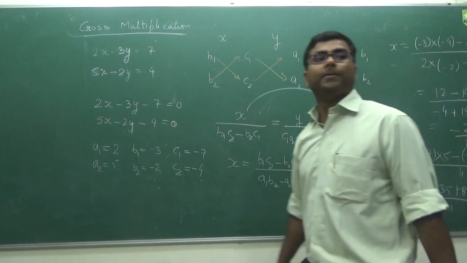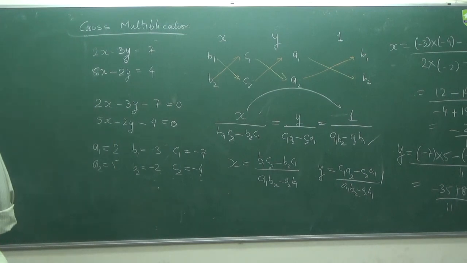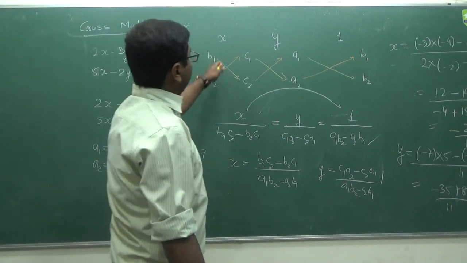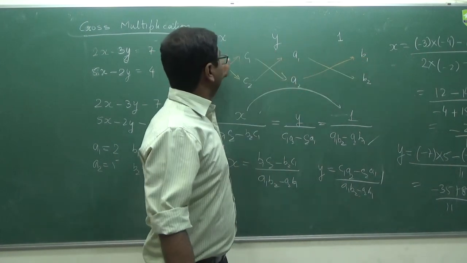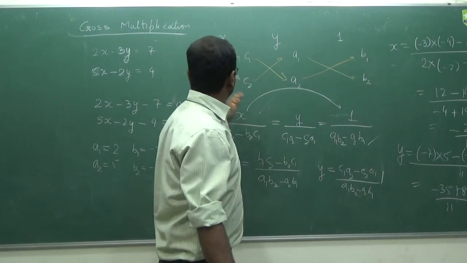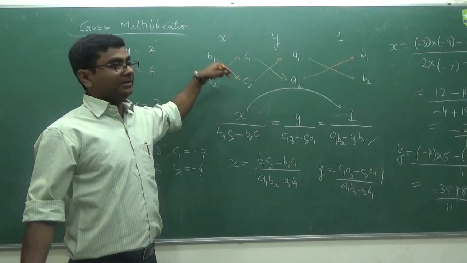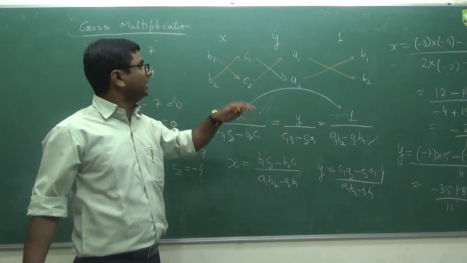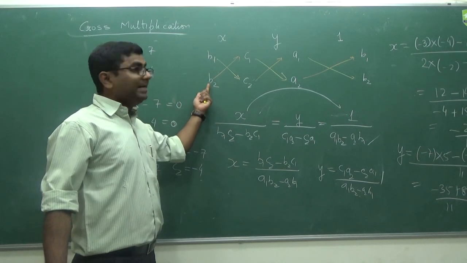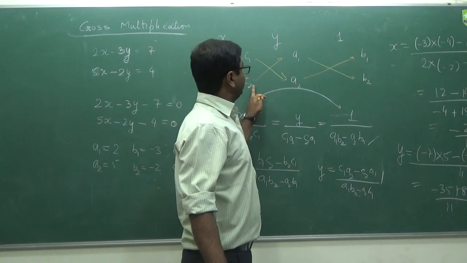Was it the same value? Yes. It's the third method. So what is to be remembered? Write x, y, 1, B1, C1, A1, B1, B2, C2, A2, B2. Then cross multiply. B1, C1 this side first, top down, left to right, down. B1 C2 minus B2 C1. Then C1 A2 minus C2 A1. Then A1 B2 minus A2 B1.